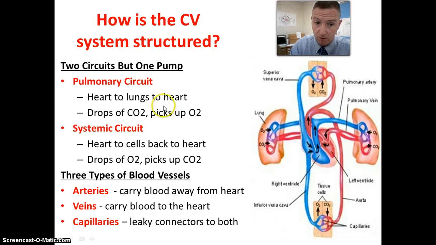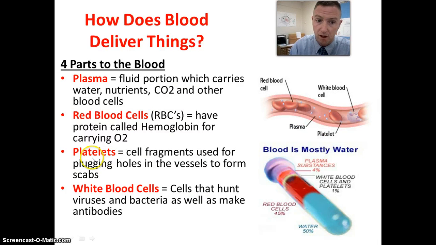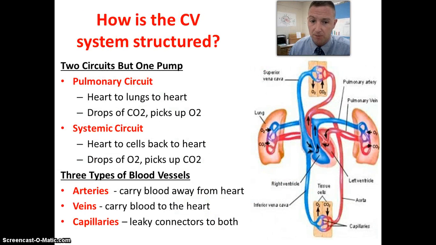How are you connected? Well, there's three different types of blood vessels. Your arteries. Remember, arteries start with A. They carry blood away from the heart. Lots of times you'll see them as red, but they're not always red.